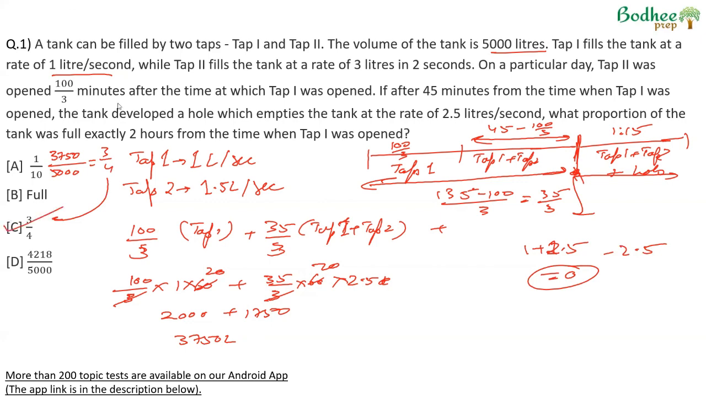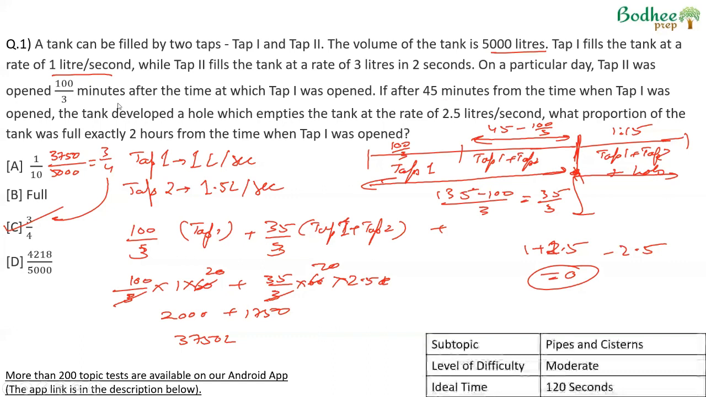In terms of level of difficulty, I'd say a moderate level of difficulty. Solving time should not be more than 2 odd minutes, because essentially all we have to do is calculate 45 minus 100 by 3 and then multiply by values which are 1 or 2.5. After that, there is no change.